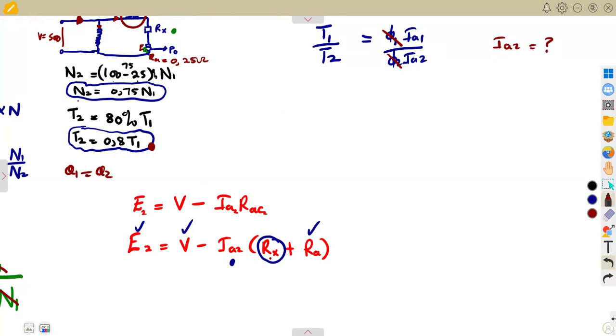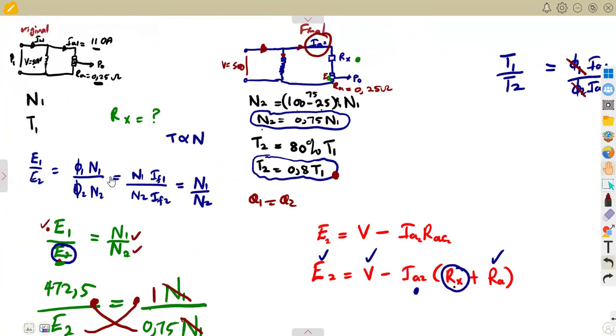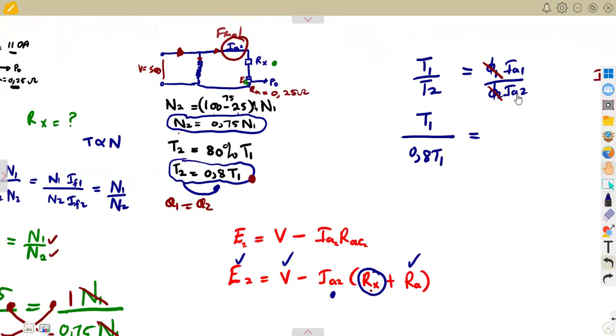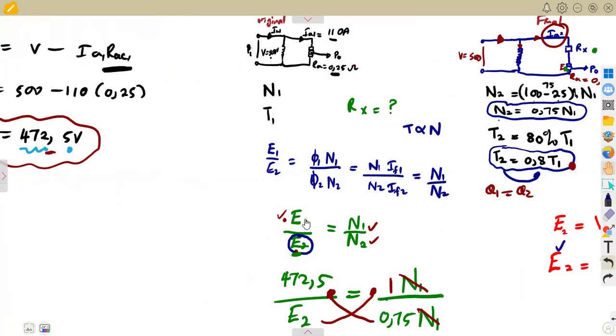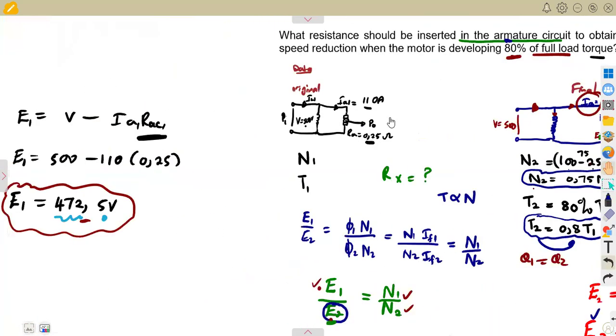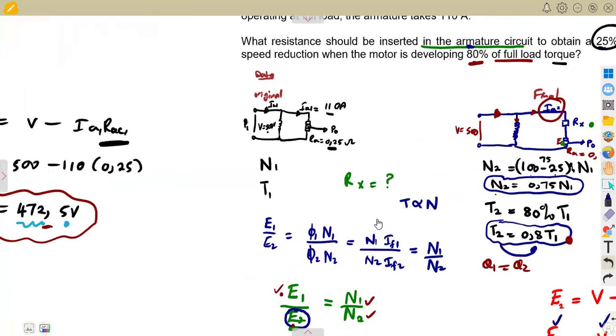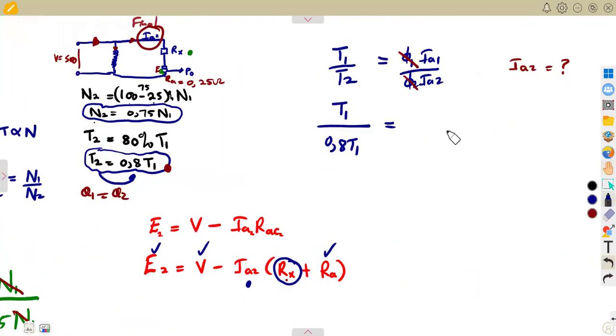This one we do not have. Very true, we do not have T1. But there's a relationship that is given there. So it's going to be T1 over T2, where T2 is 0.8 of T1. So this is equal to the armature current of the first circuit, the original circuit, which is 110, already given. So this is 110 over what we want to calculate.